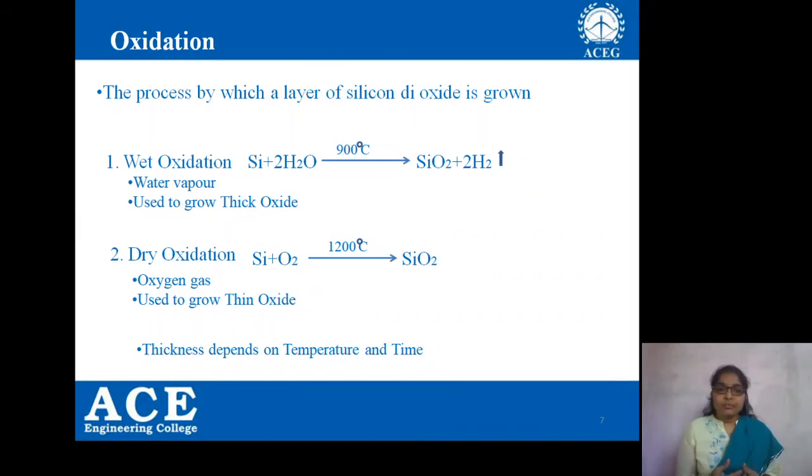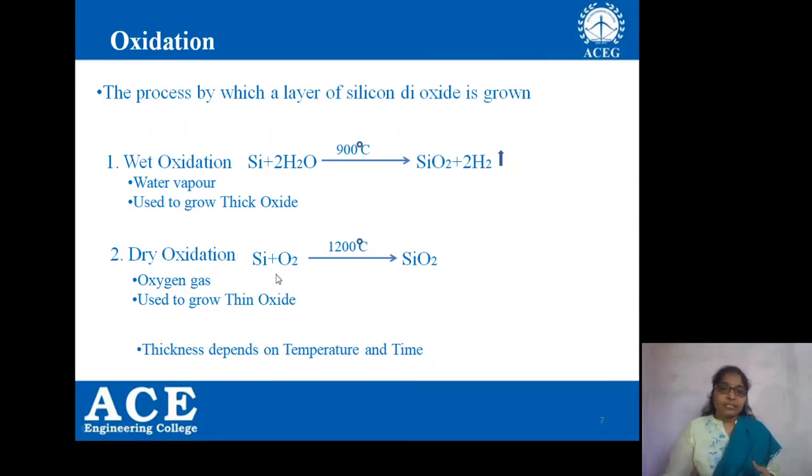Wet oxidation uses water vapor, as we can observe here from this chemical equation, that is Si plus 2H2O at around 900 degrees centigrade gives rise to silicon dioxide plus 2H2, that is this hydrogen gas will go on to air. And this wet oxidation process is used to grow a thick oxide layer, which is used to define the area where you require diffusion or ion implantation or metallization, etc.